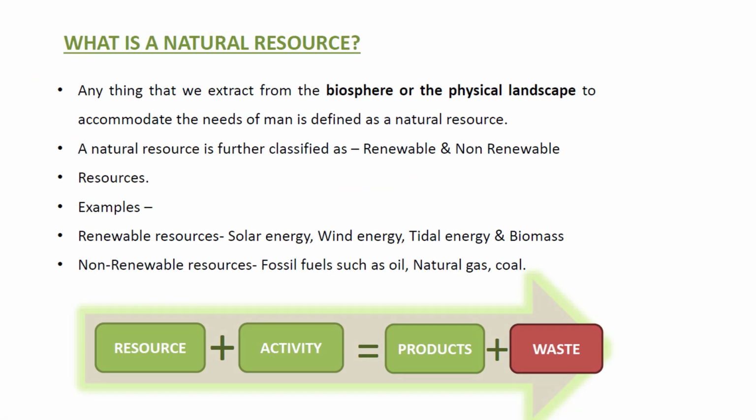Okay. A definition of a natural resource is that it's anything that we extract from the biosphere or the physical landscape with the intention to accommodate the needs of man. That's a definition. We can classify resources into 2 primary types, renewable and non-renewable. Some examples that you are probably familiar with: renewable resources would be solar energy, wind energy, tidal energy, which is the movement of water along our coastlines, and biomass, which is the burning of fuels that are biological in nature, not necessarily geochemical in nature.